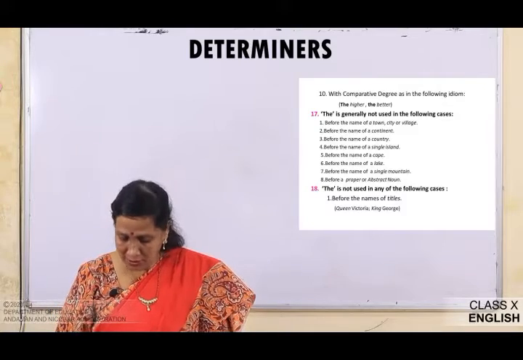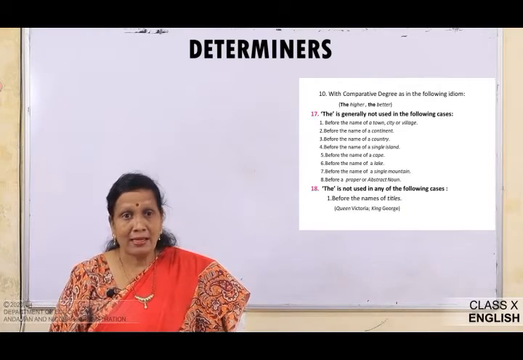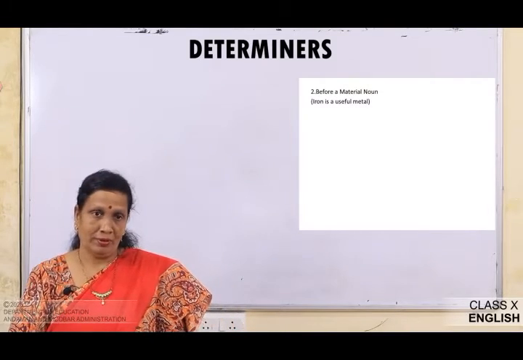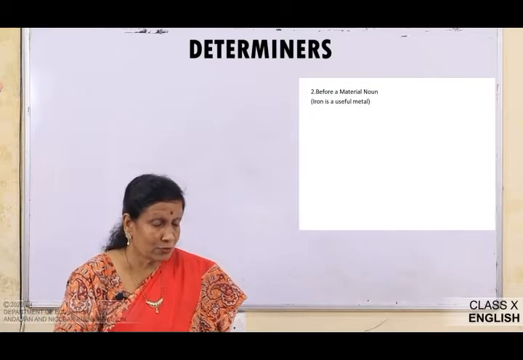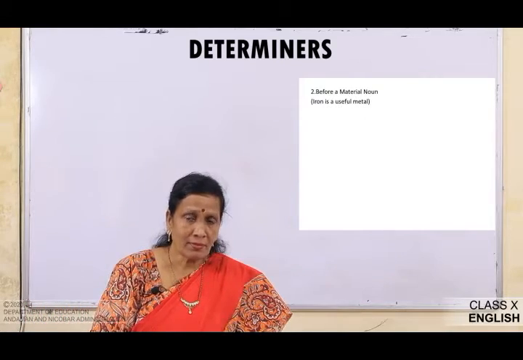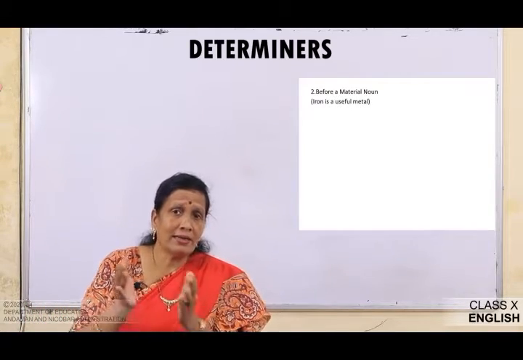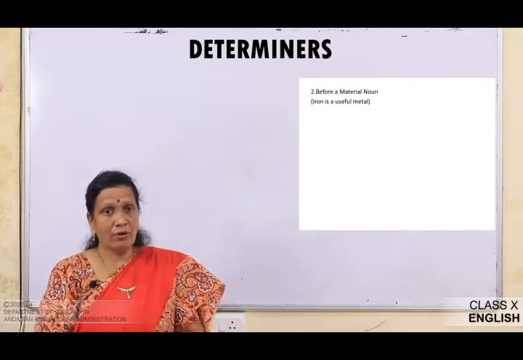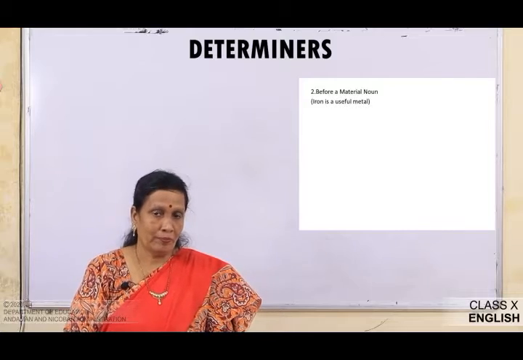So, you do not use the before titles, and also before a material noun. Iron is a useful metal. We do not say the iron is a useful metal. So, you do not use the before a material noun.